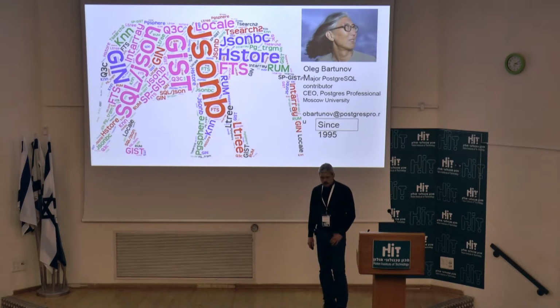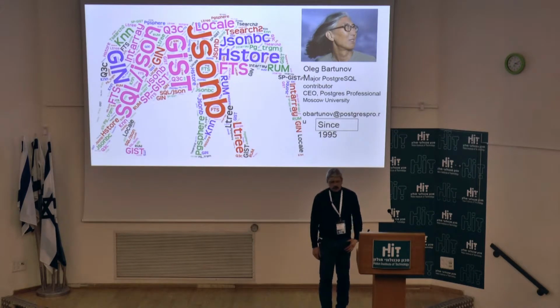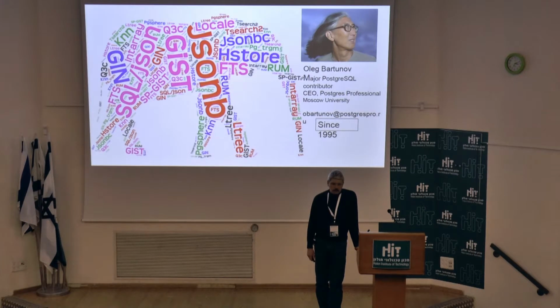Oleg has been working on Postgres since 1995. He has really great experience, and he is one of the oldest members of the Postgres community. Here you can see all the things he contributed, in the elephant shape. JSONB is probably one of the most important contributions.